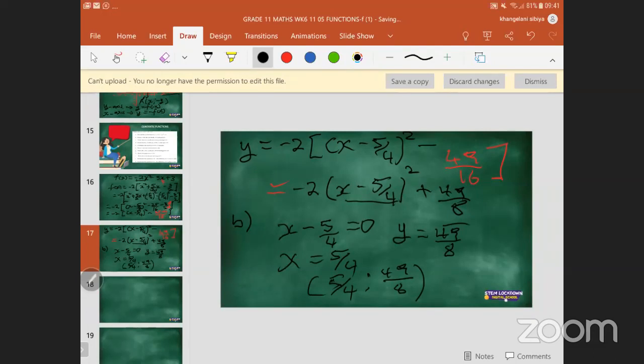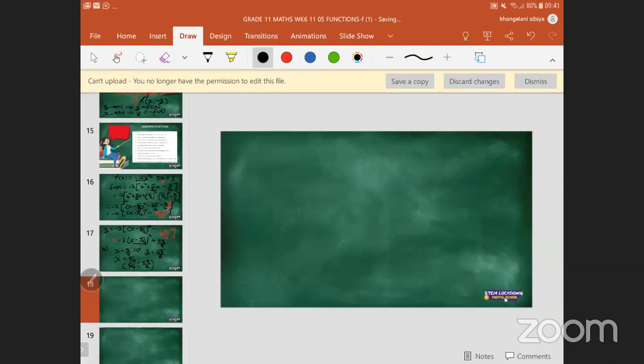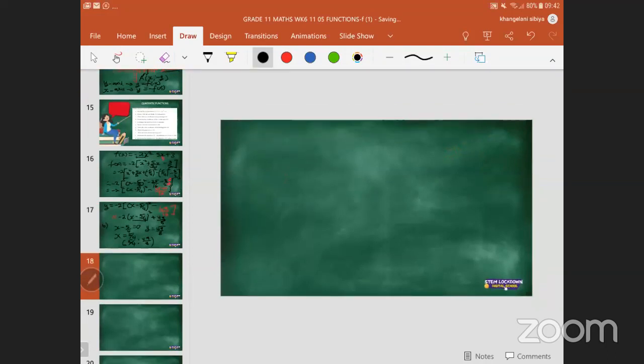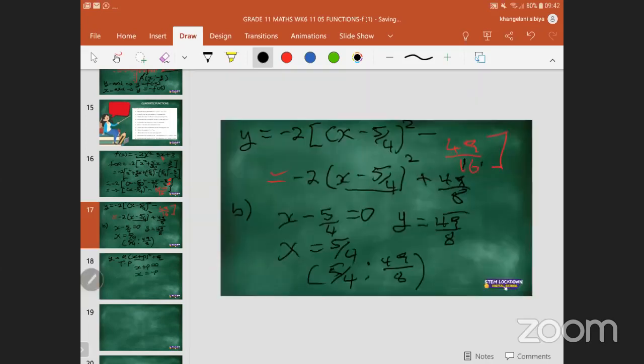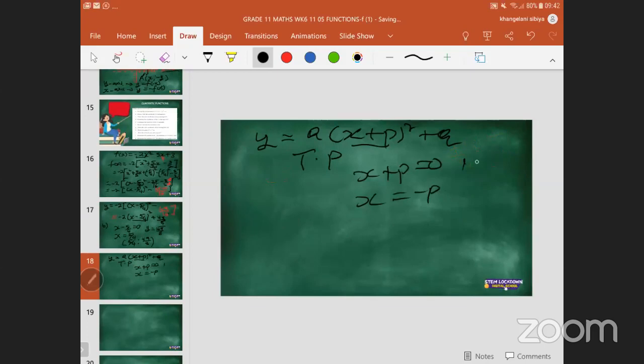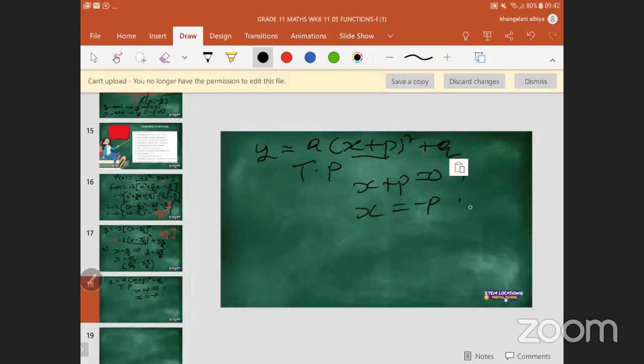Right. Now let's look at the next question. But before we look at the next question, what we can conclude from here is that if you have something like this, (x plus p) all squared plus q, then for the turning point, you take what is inside the bracket, equate it to 0, then your x will be minus p. That's your turning point. And you take y as it is. Your y will be q. So that is what is important. Now let's move to the next question.